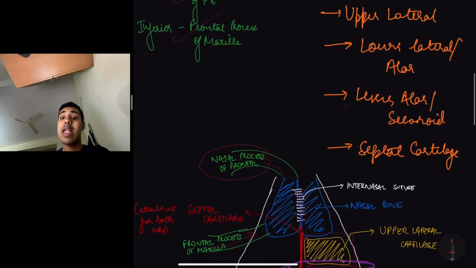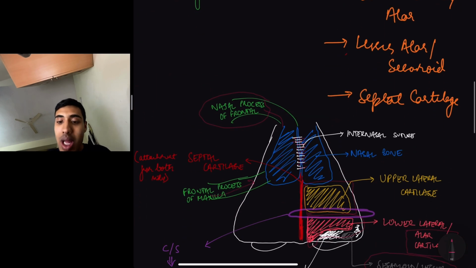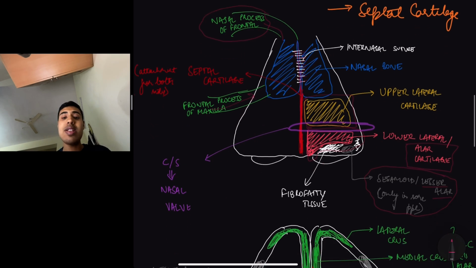Then in the midline you also have a septal cartilage. So upper lateral, lower lateral, sesamoid cartilage seen in some individuals, lower lateral also known as alar, sesamoid also known as accessory alar, and a septal cartilage in the midline. Now the septal cartilage in the midline acts as an attachment for all these other lateral cartilages, the upper lateral and the lower lateral cartilage. They attach along the midline at the septal cartilage as a fusion point.